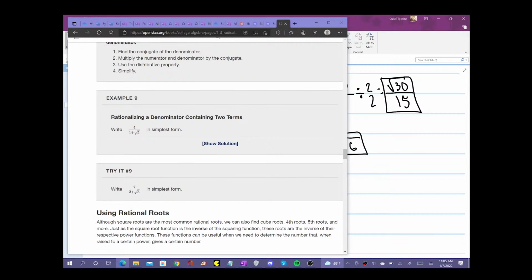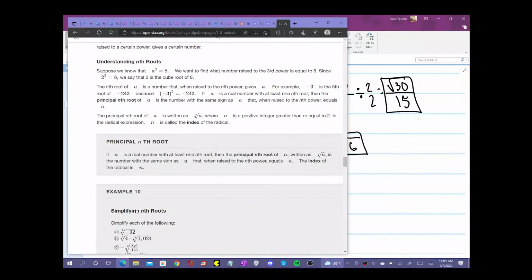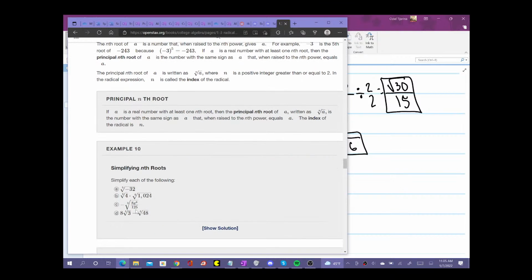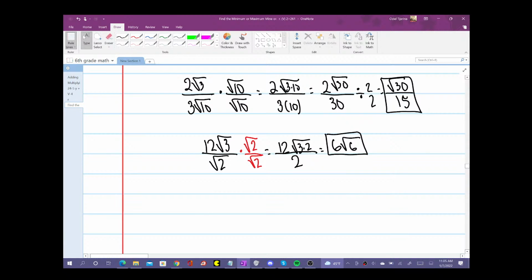These I just went over, so I'm not really going to go over them again. Simplifying nth roots. So this is a very tricky thing to do. So we're going to go over the first one, the fifth root of negative 32.